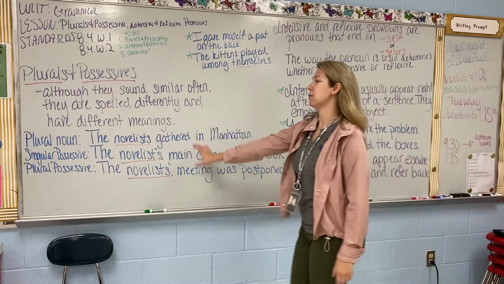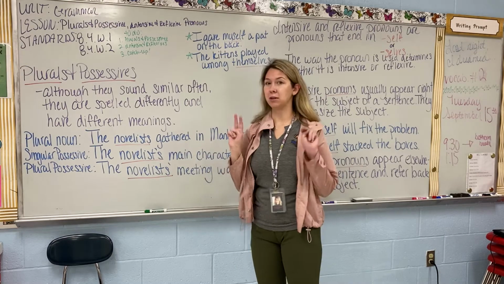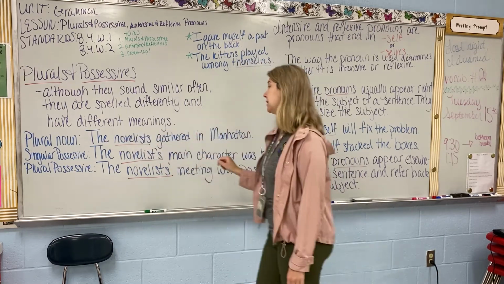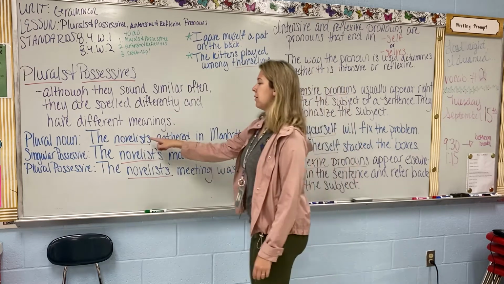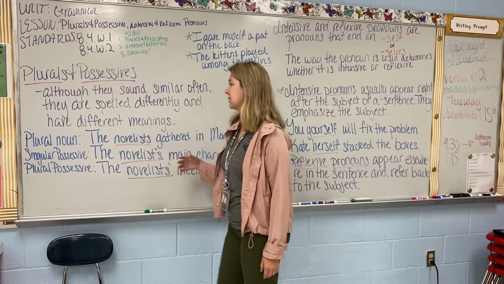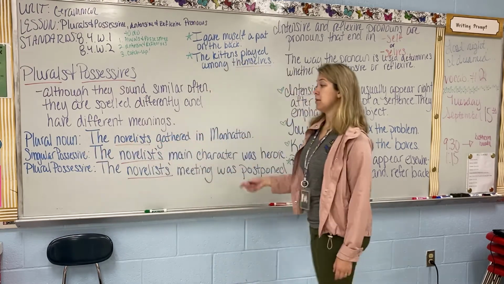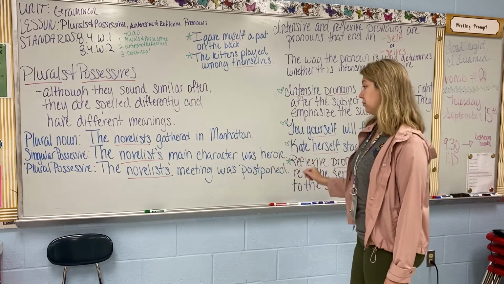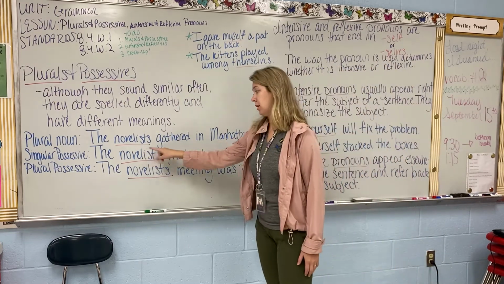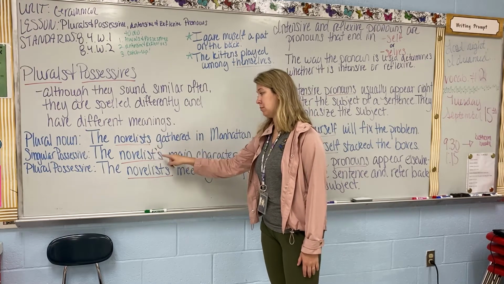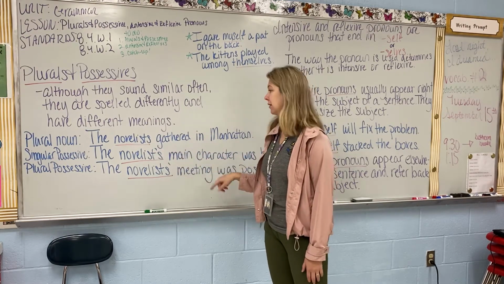And then I've listed 3 examples using one word, so beginning with a plural noun. The novelists gathered in Manhattan. So right here it just means more than one novelist, so multiple novelists. Over here, singular possessive noun. The novelist's main character was heroic, so it's the novelist's character. Singular, one novelist possessing their main character.